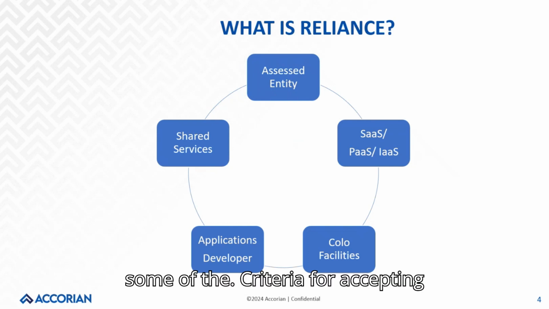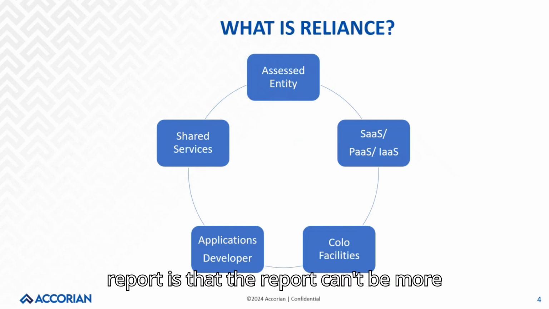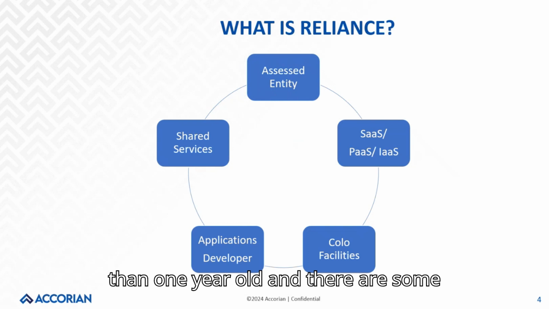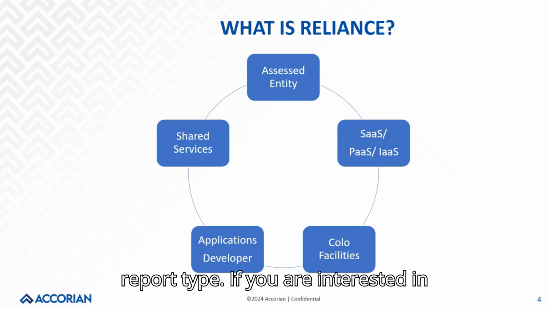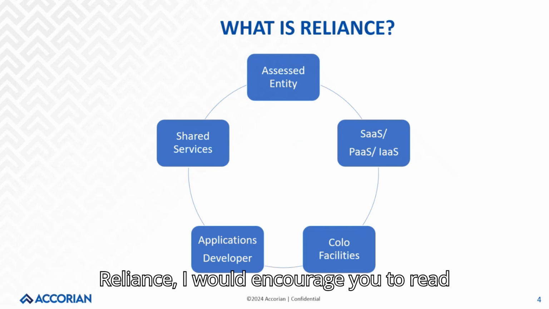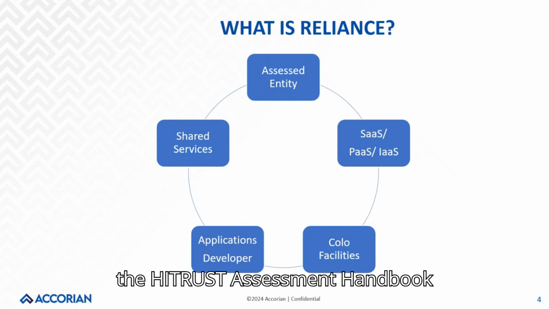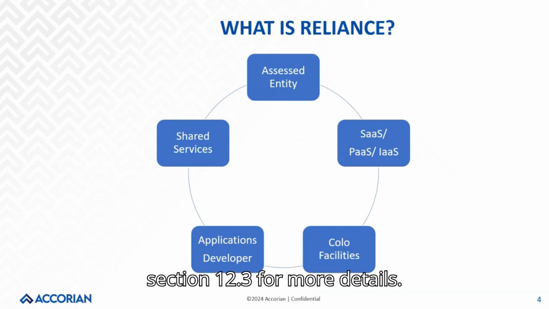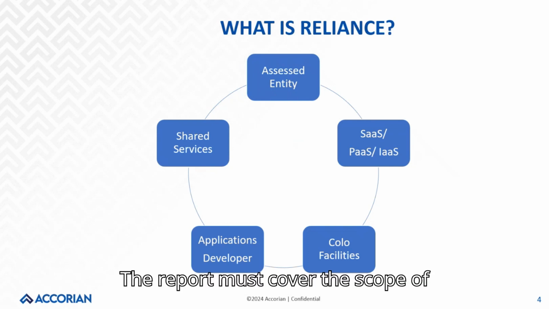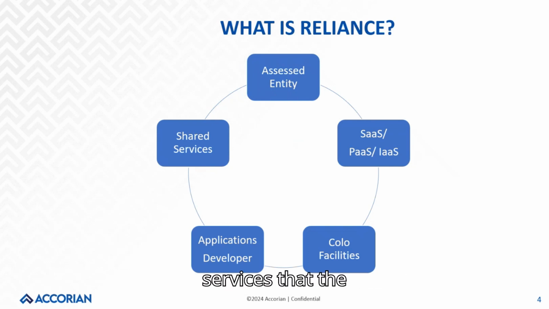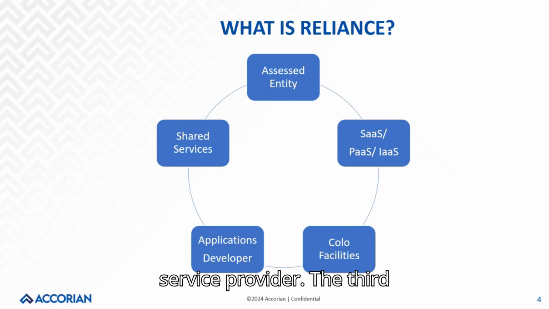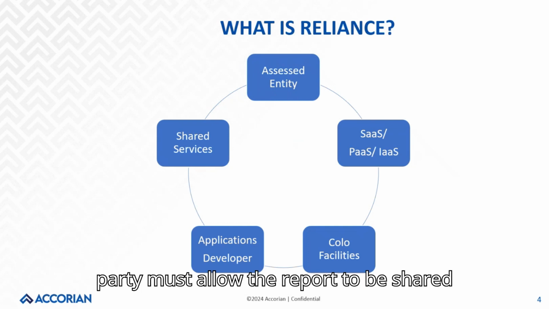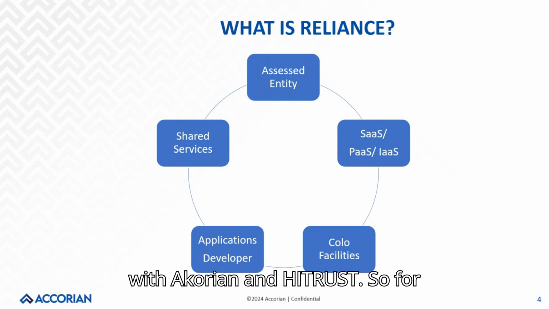Some of the criteria for accepting a report is that the report can't be more than 1 year old. There are some nuances to this depending on the report type. If you're interested in reliance, I would encourage you to read the HITRUST Assessment Handbook, section 12.3 for more details. The report must cover the scope of services that the assessed entity is acquiring from the service provider. The third party must allow the report to be shared with Accorian and HITRUST.